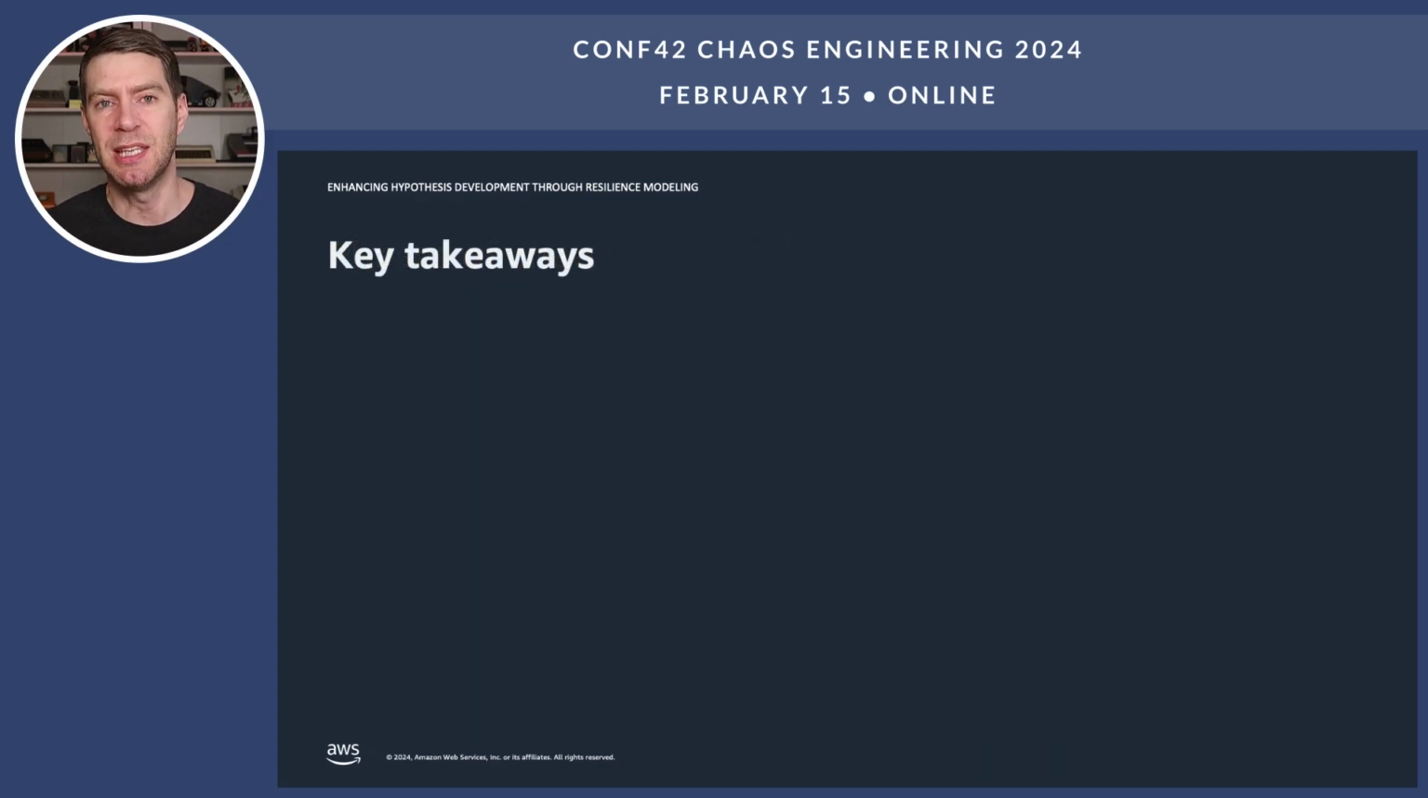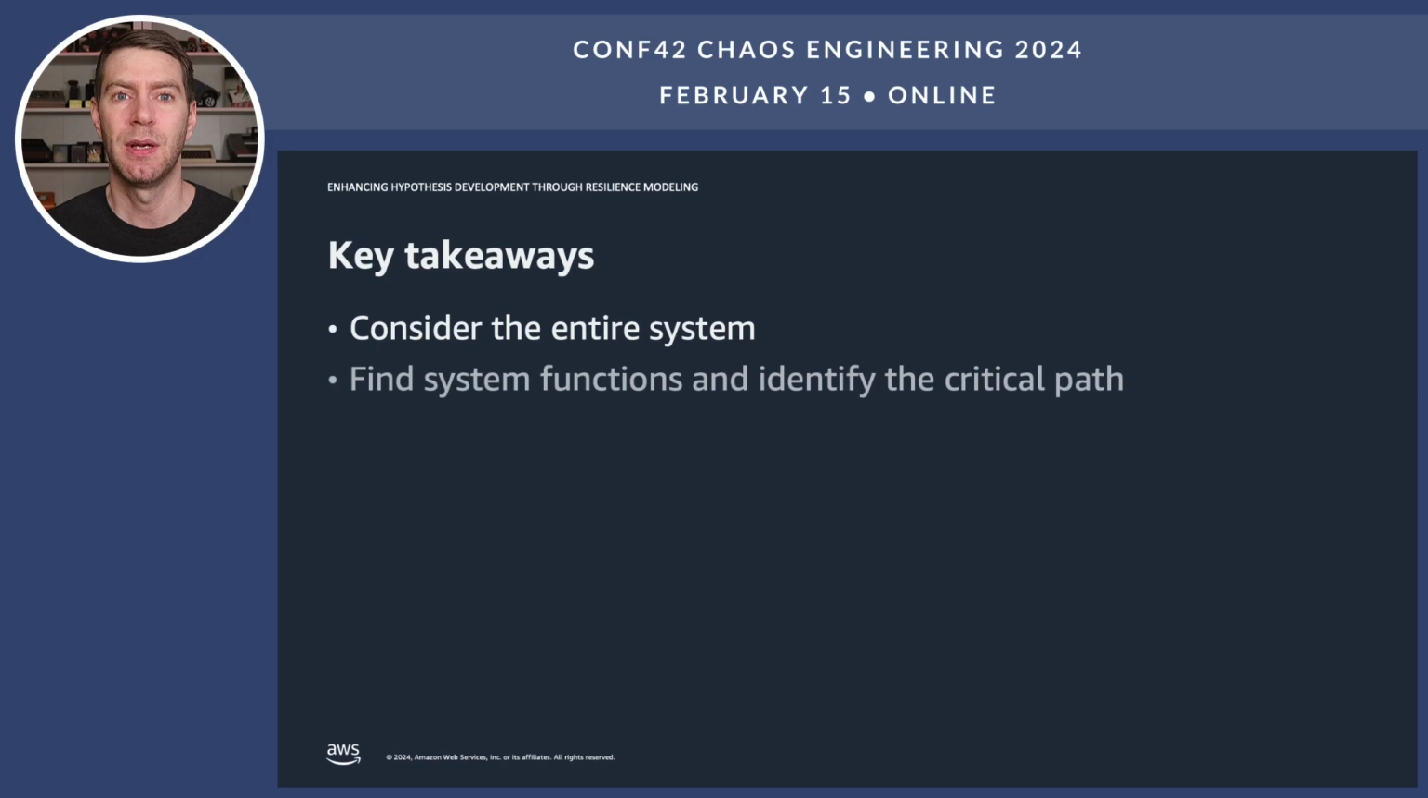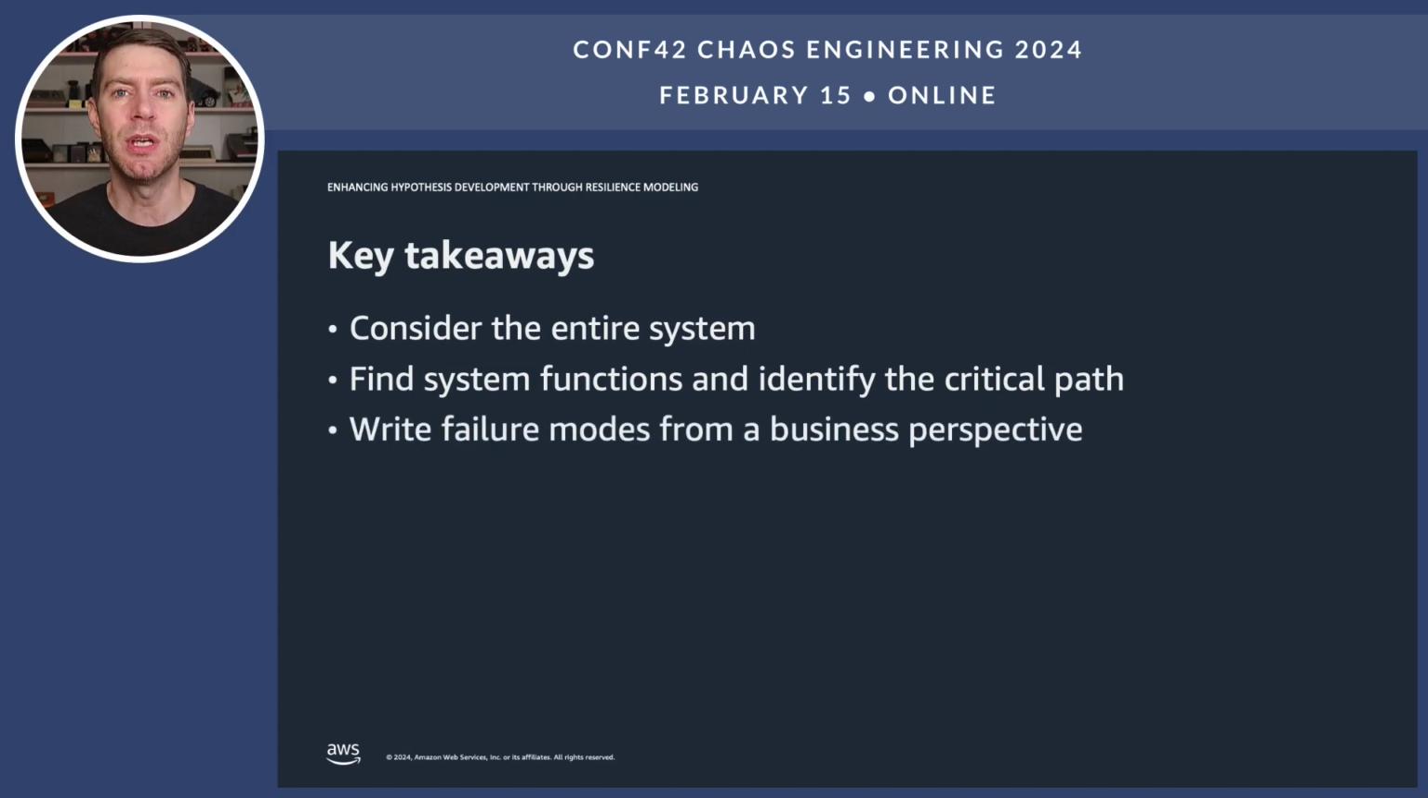So let's look at some key takeaways. First off, you should consider the entire system, not only the things you see in the architectural diagram. Consider everything around it, from the people to the observability to where you get your code from and so on. Next, try to find the system functions and identify the critical path within your system. That helps you zoom in and find these failure scenarios. Write your failure modes from a business perspective. Think from the business, think with a loss, when you are forming your failure modes.